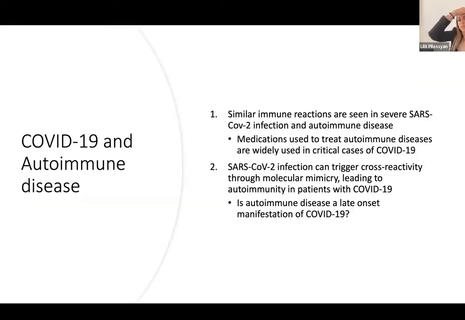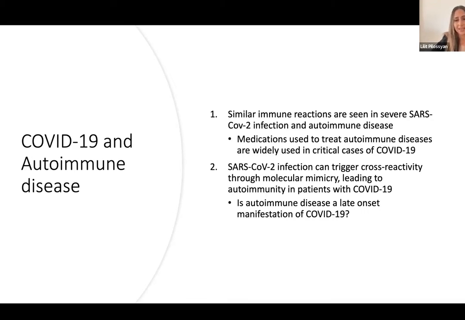All right, and then the last third of this talk will be about COVID-19 and autoimmune diseases. As we know, we are in the midst of a pandemic. With COVID-19, we've noticed some people do well, meaning they recover quickly, but there are unfortunate individuals who have severe disease and eventually die from the overwhelming immune response. There have been similar immune reactions seen in COVID infections and autoimmune diseases, and we now use medications that we use to treat autoimmune diseases for critical cases of COVID-19. And it's thought that the COVID infection can trigger cross-reactivity through molecular mimicry, leading to autoimmunity in patients with COVID-19.